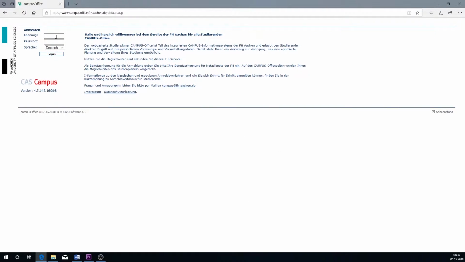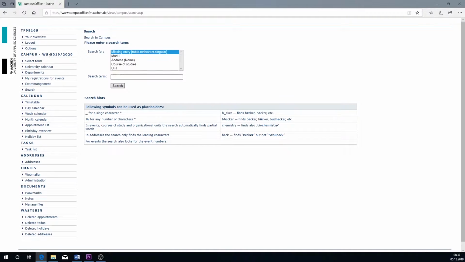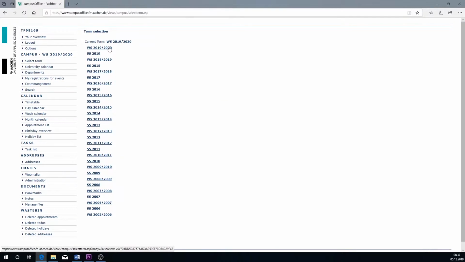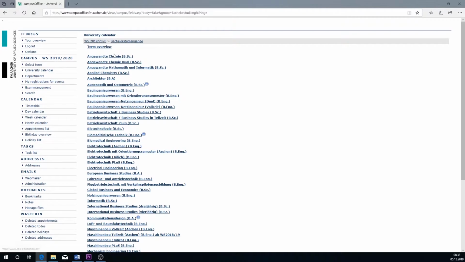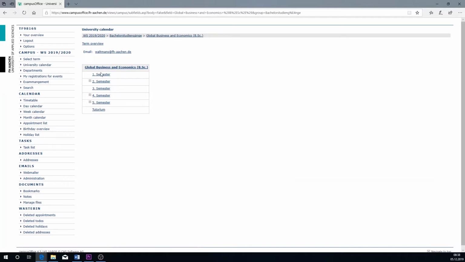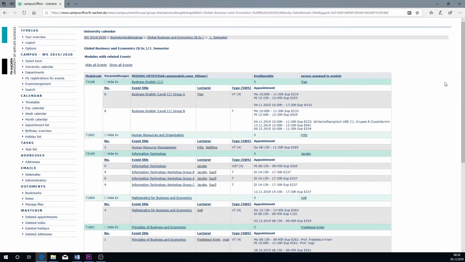Now we're going to check in CampusOffice if your timetable is complete. Please log on to do so. First of all, it is important for you to select the current semester. Under Undergraduate Courses of Study, choose GBE and click on your semester. Here you'll find an overview of your modules.